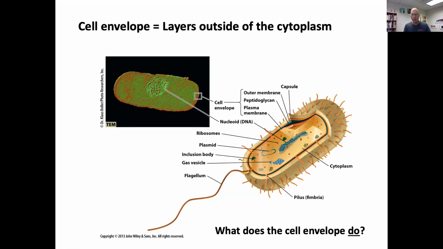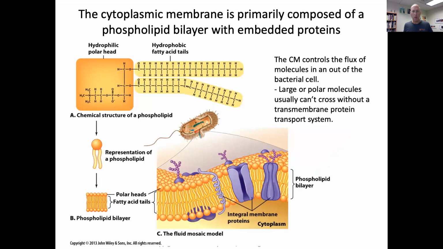So today we are going to move to the layers of the cell moving outward. We'll start with the cytoplasmic membrane, and then we'll go to the cell wall, and then to the outer membrane and surface of the cell. Okay, so let's talk briefly about the cytoplasmic membrane.